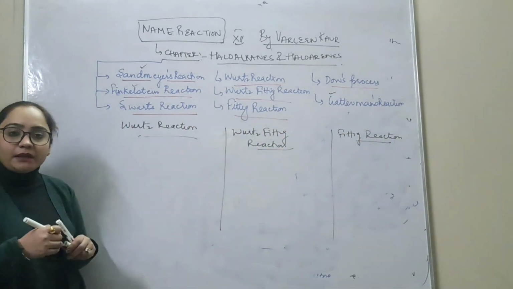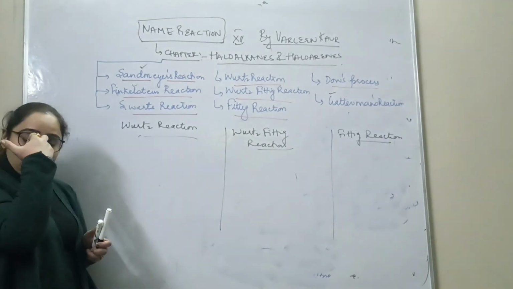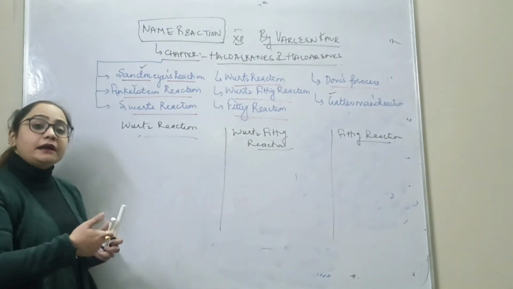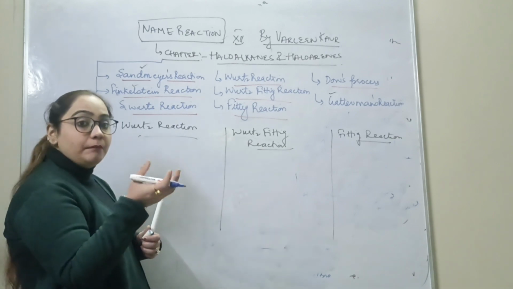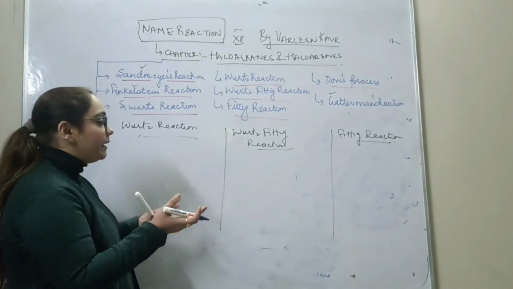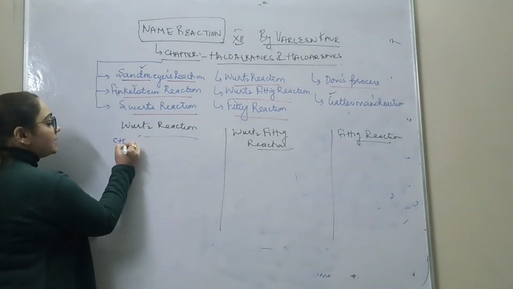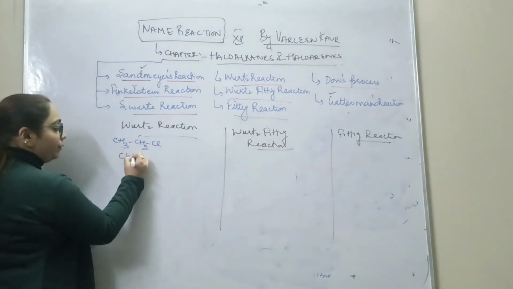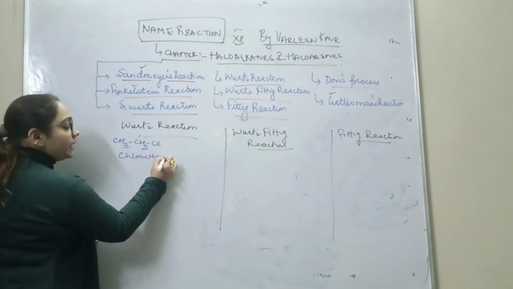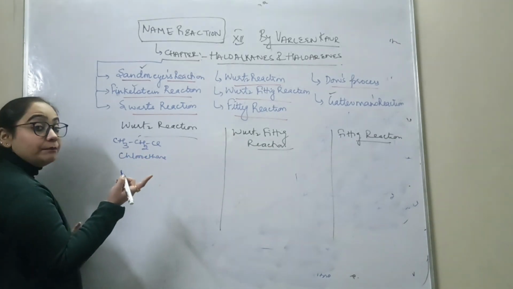देखो Wurtz reaction में क्या है? अगर मेरे पास alkyl halide है, अगर मेरे पास even alkyl halide है, it will always give the higher number of the alkane, but with the even number of the carbon atoms. For example, we have CH3CH2Cl. This is known as chloroethane. This chloroethane will give me the butane.